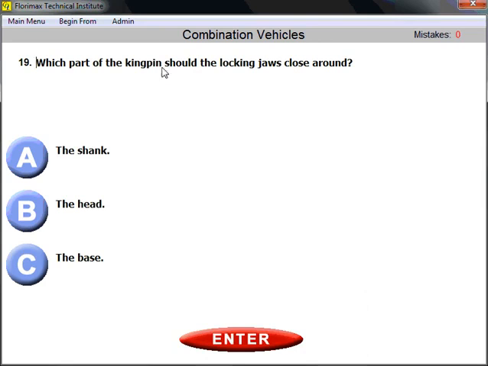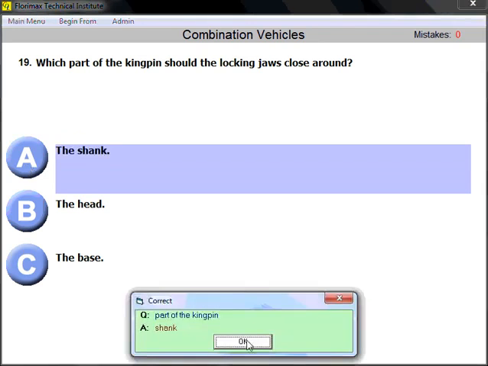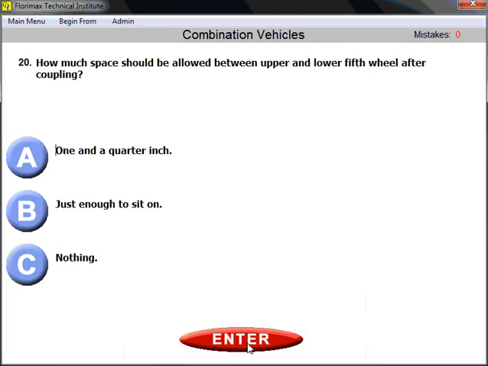Question number 19. Which part of the kingpin should the locking jaws close around? Simply commit to your memory, shank. The shank of the kingpin, the locking jaws should close around the shank of the kingpin. You will not be given a picture, but just remember, shank of the kingpin, the narrowest part of the kingpin. That's where the locking jaws should close around. Yeah, you can refer to the picture in your handbook. All right.